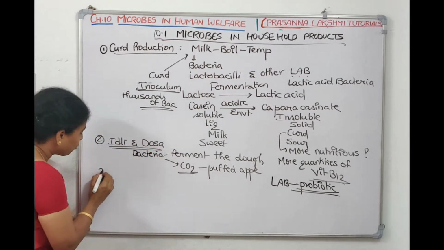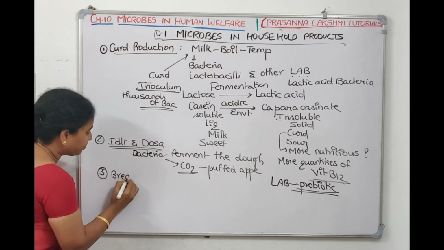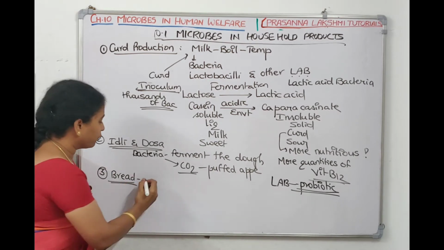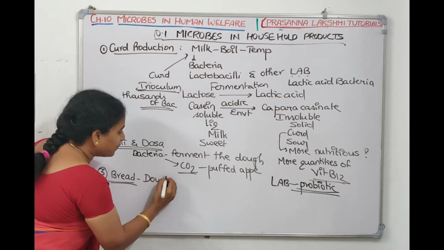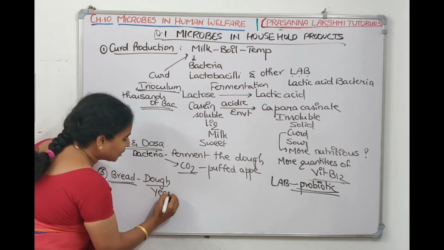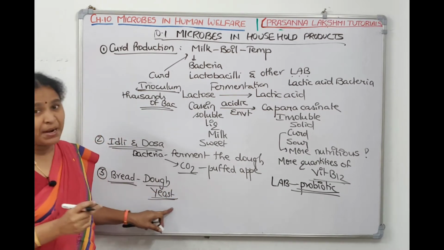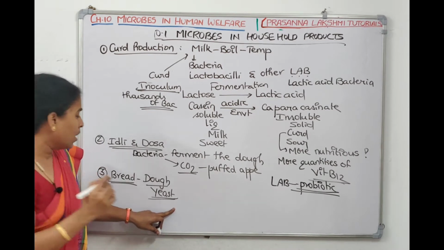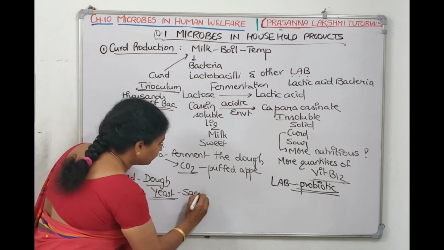And then when we have to talk about the third one, we can talk about bread. Bread making. Again, here also we use wheat flour, which is called dough. Now in this dough we add yeast. Yeast is used in bread making. The name of the yeast is called Saccharomyces cerevisiae. What's the name of the yeast?